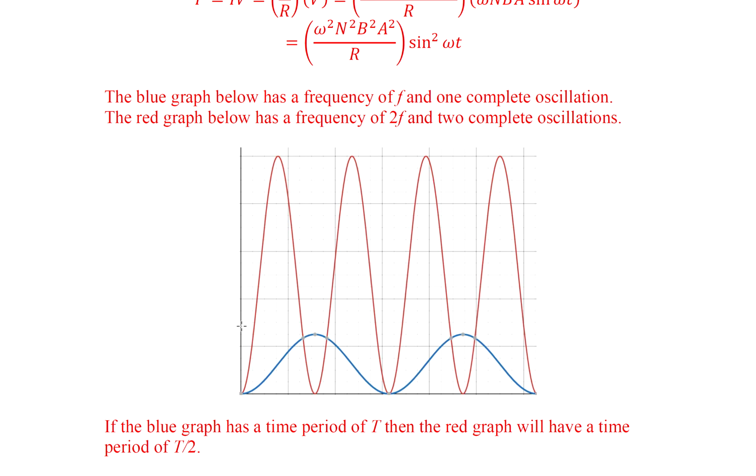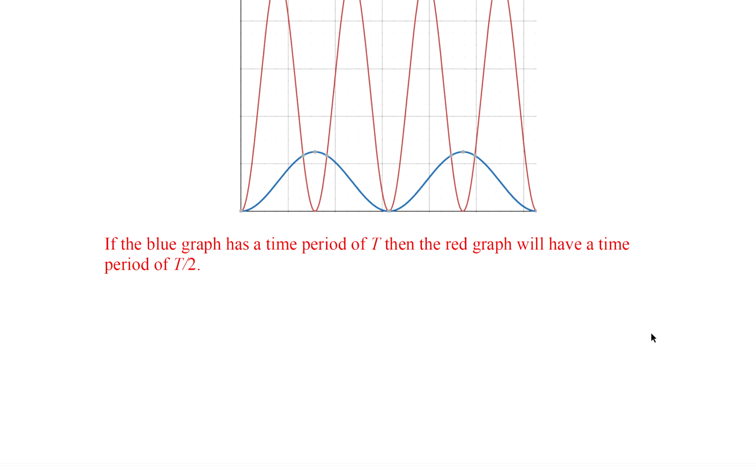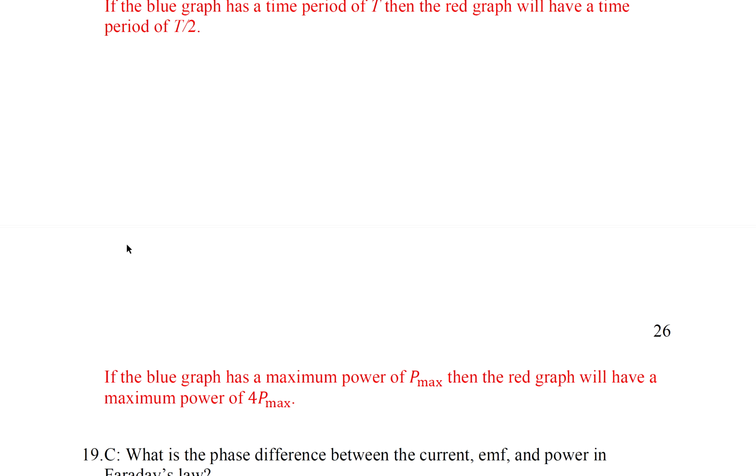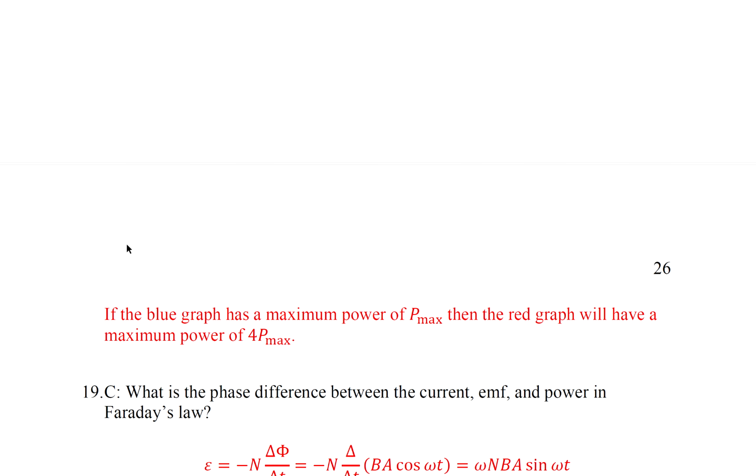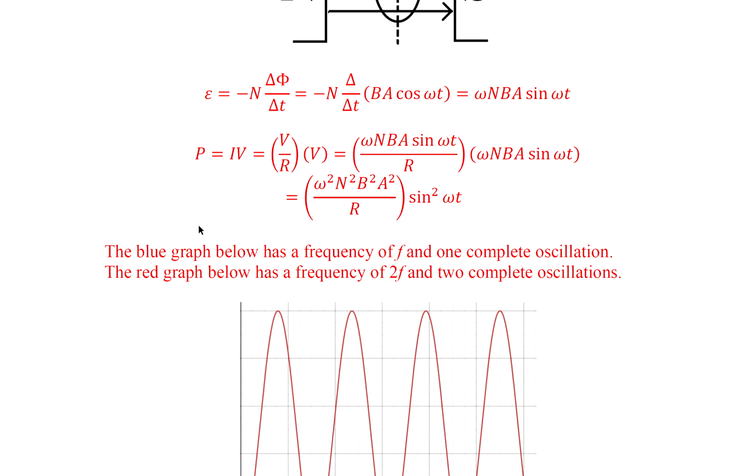So the blue graph below has a frequency f and 1 complete oscillation. The red graph below has a frequency of 2f and 2 complete oscillations. If the blue graph has a time period of t, then the red graph will have a time period of t over 2. If the blue graph has a maximum power of P max, then the red graph will have a maximum power of 4P max. Why is it 4? Because it's omega squared.